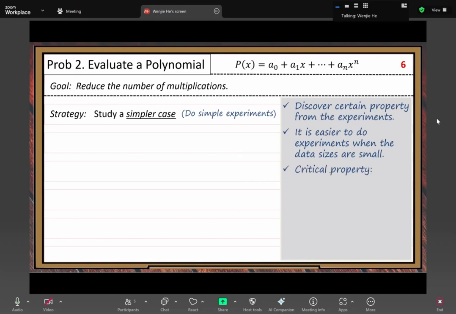Then the critical property: in this experiment, we need to try to observe some critical property. So let's do the work. In this example we choose n equals 2, where there are 3 terms, right? So here you may ask a question: why do we choose n equals 2? Why do you not choose n equals 0 or 1?